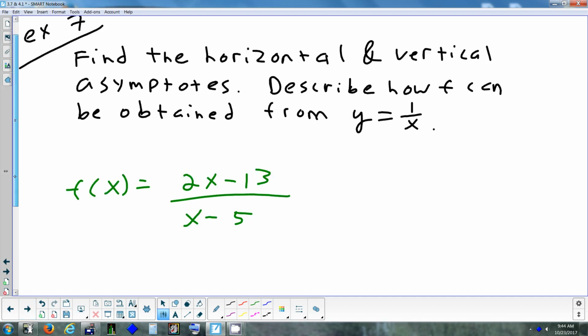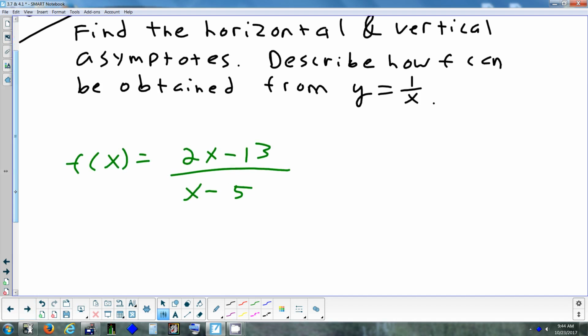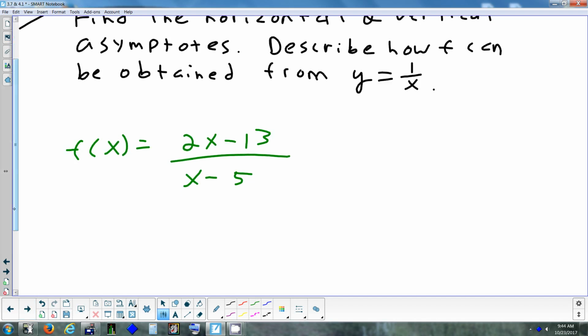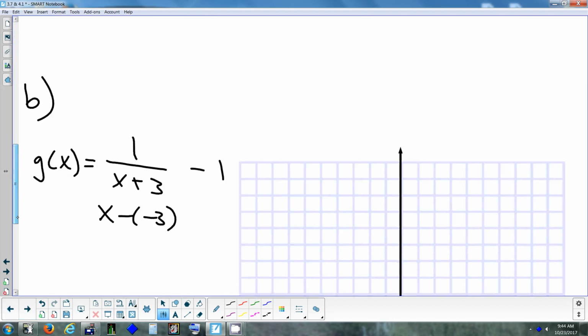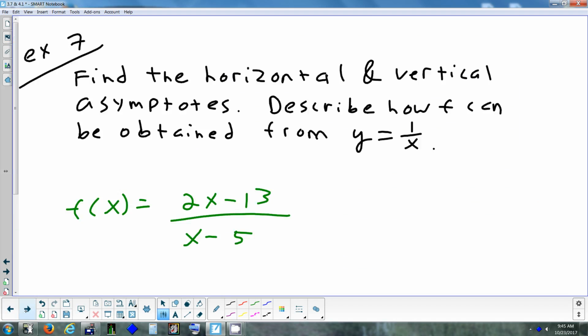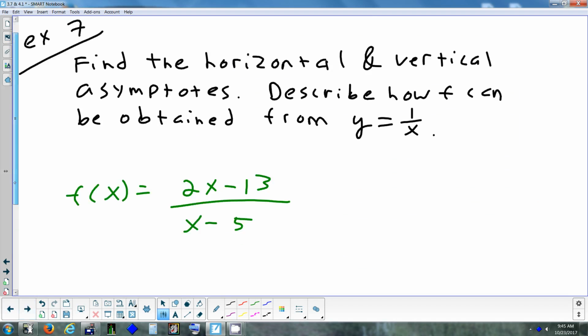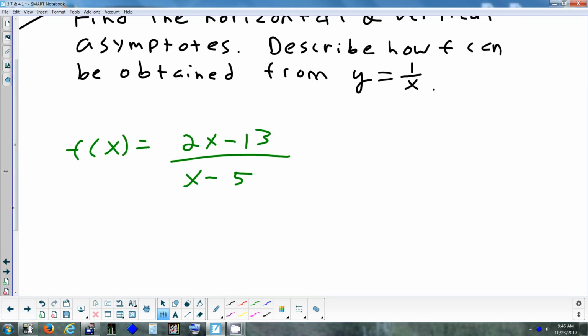All right, so let's find the asymptotes here. And then I want you to list the transformations. What's the first thing you would have to do here to rewrite this so we can see it more like either example A or example B? And we did this earlier with the absolute value problem. How can I rewrite that? Yeah, let's do the long division.